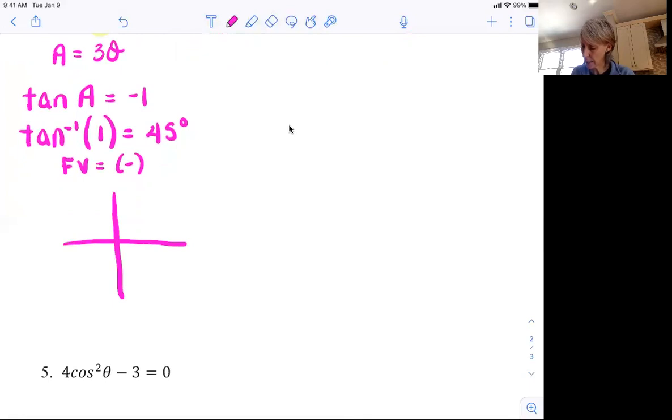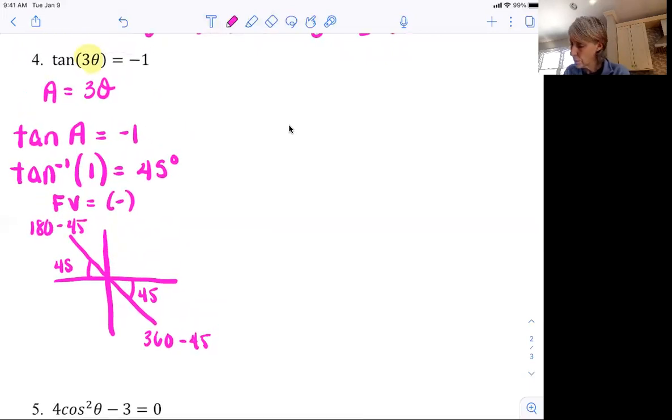Where is the tangent negative? In quadrant 2 and in quadrant 4. 180 minus 45, 360 minus 45. So A equals 135. A equals 315. We are not solving for A, we're solving for theta.